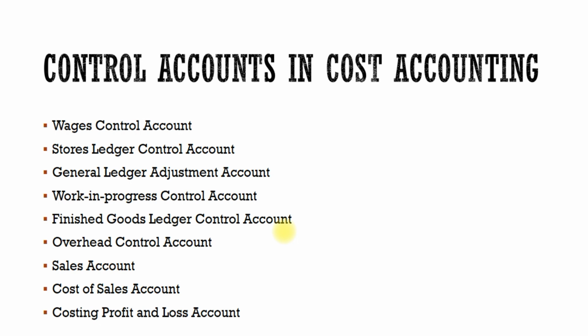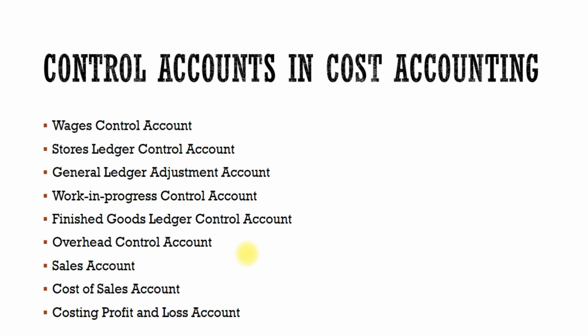Next one is the overhead control account. Overhead, you actually now know what it is. We'll be dealing with it later, in lecture 5, in detail. But here, this account deals with overheads. It is debited with indirect wages, indirect materials, indirect expenses and other overheads, and is credited with the amount of overheads recovered. Usually in this account, the balance represents under or over absorption of overheads and is transferred to costing profit and loss account.